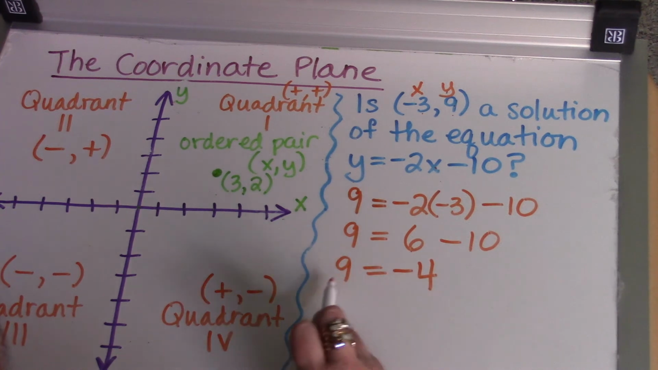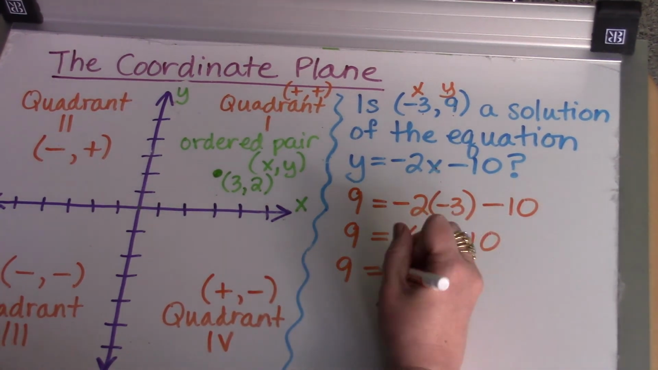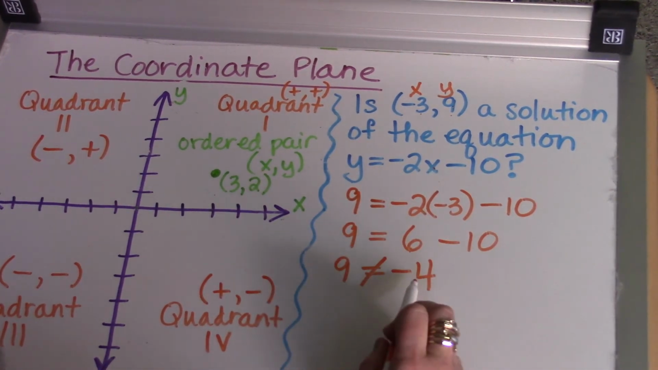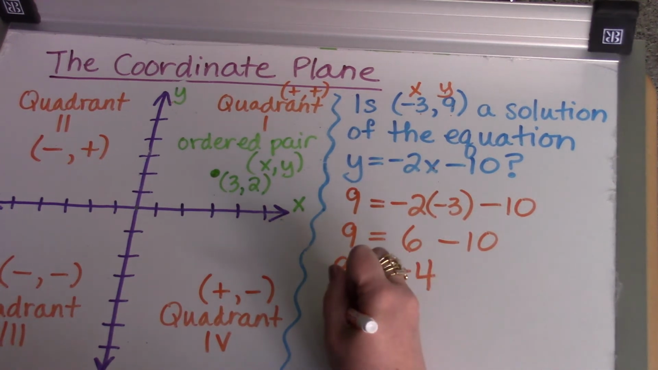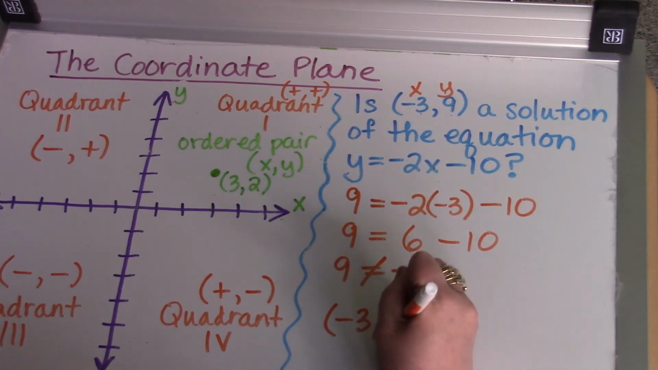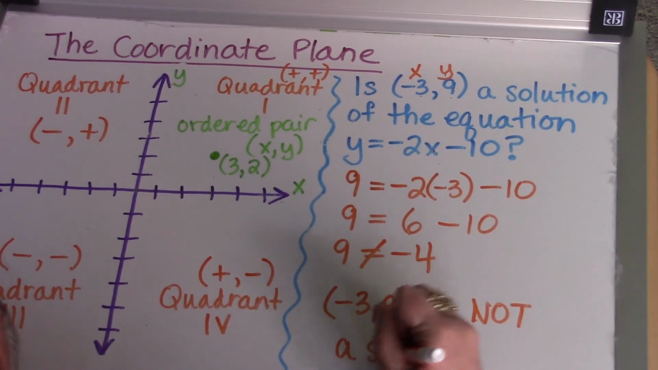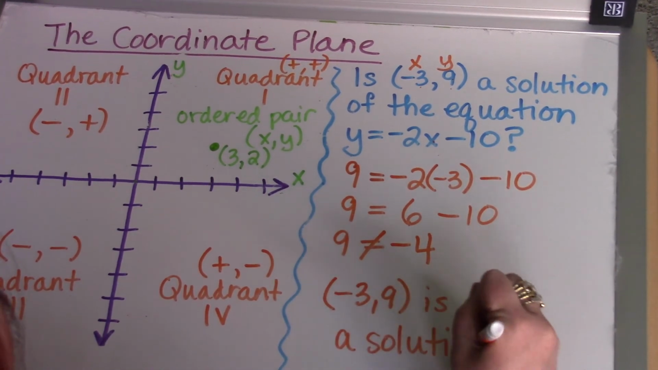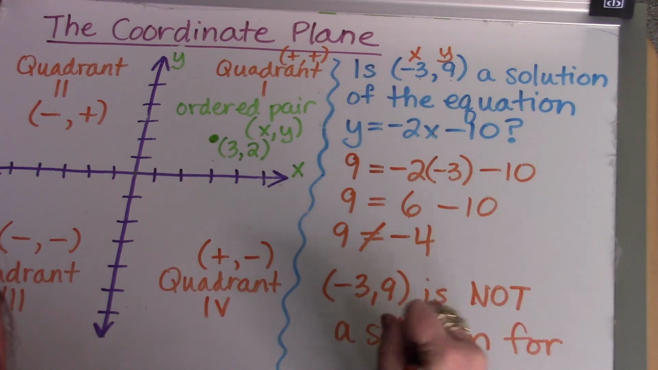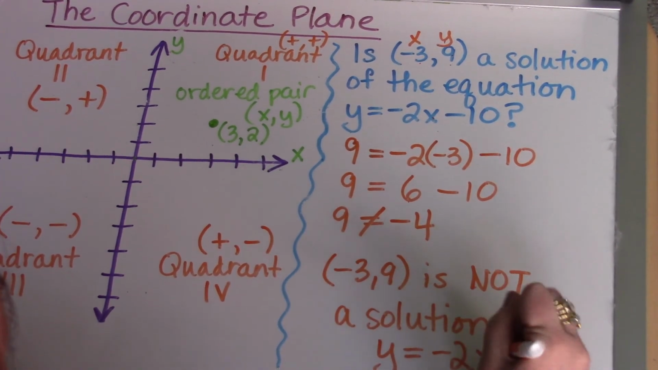Notice that these two sides of the equation are not equal to each other. So because the two sides are not equal to each other, I can conclude that (-3, 9) is not a solution for the equation y = -2x - 10.